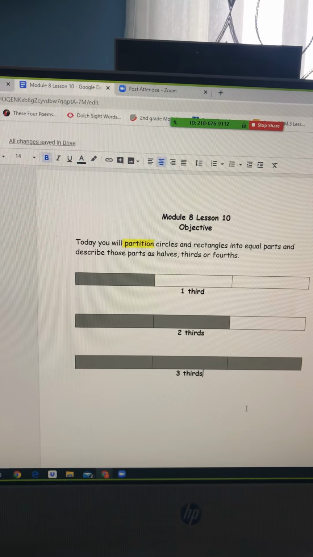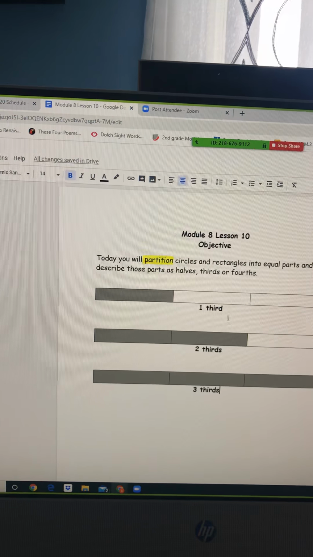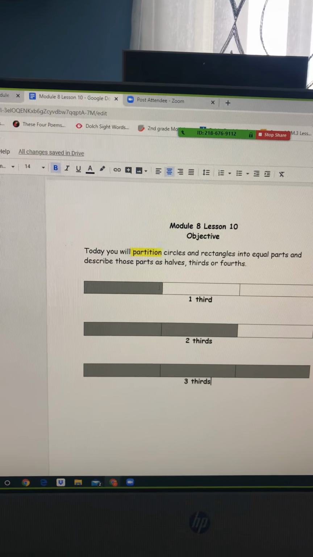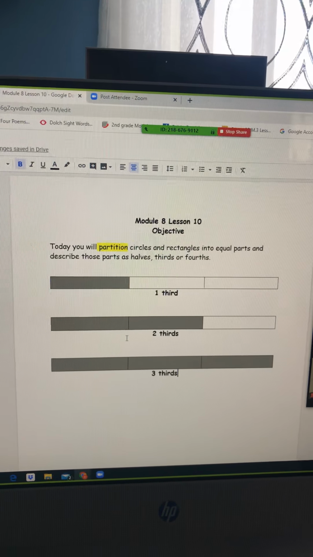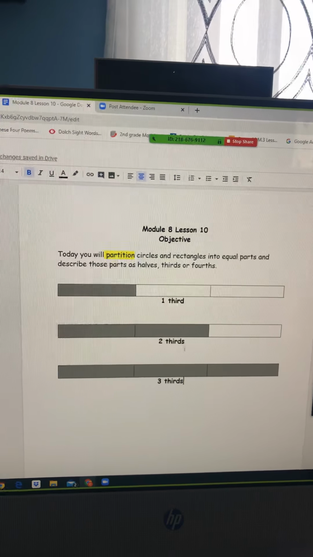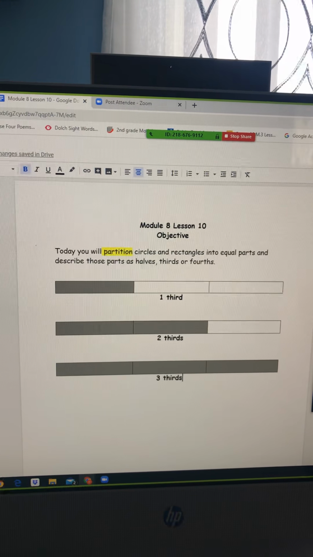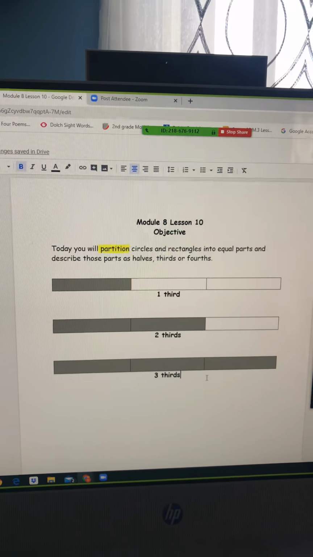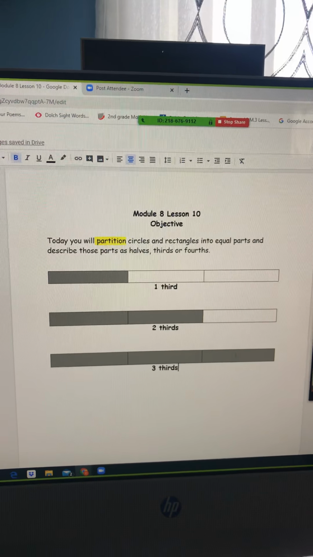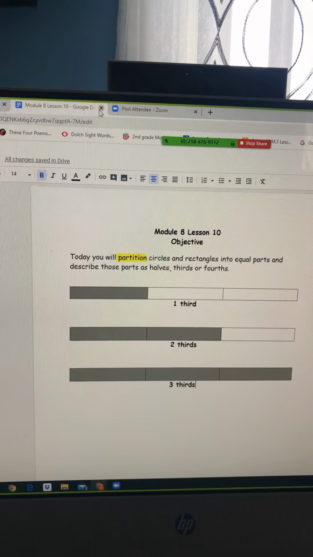Everybody understand what they want you to do today? If they say to show 1/3, you are going to fill in one of the pieces. If they ask you to shade in 2/3, you are going to fill in two of the pieces. If they say to shade in 3/3, you are going to shade in all three pieces.